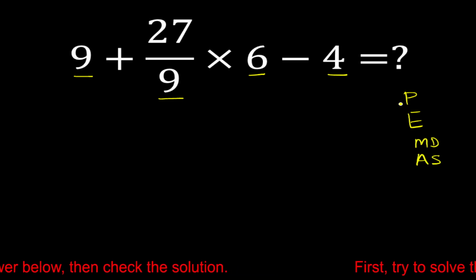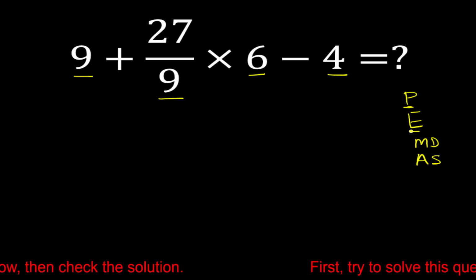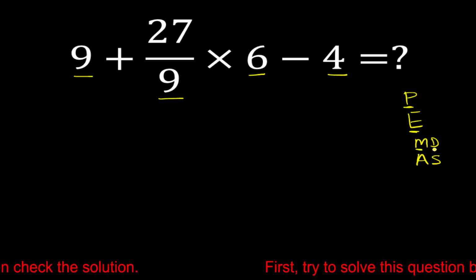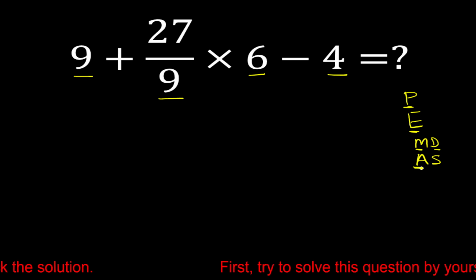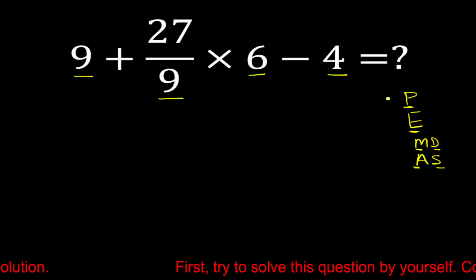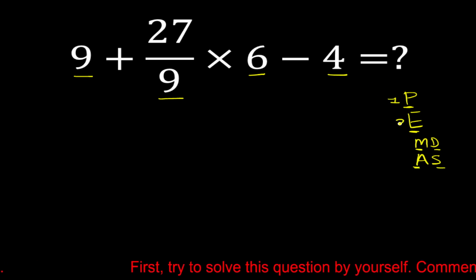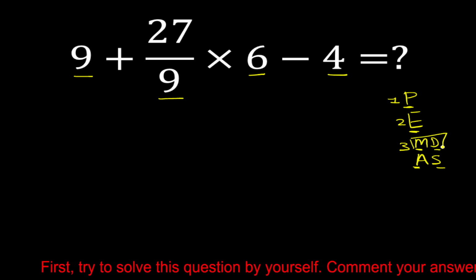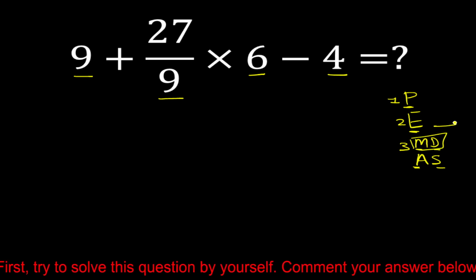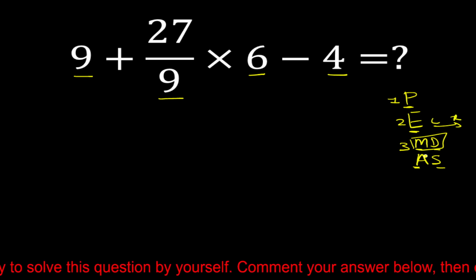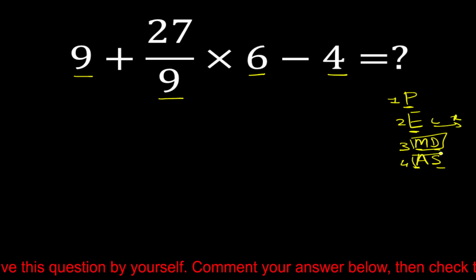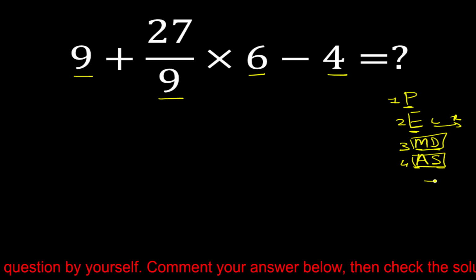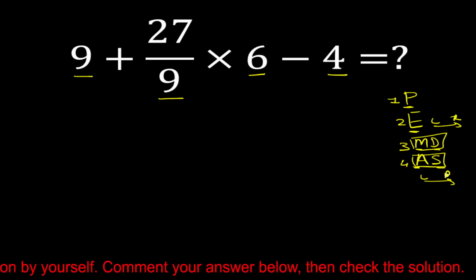PEMDAS. Okay. P means parenthesis, E means exponents, M means multiplication, and D means division. A means addition and S means subtraction. First priority is parenthesis, then second priority is exponents, then third priority is multiplication and division. Both have equal priority, so we have to solve it from left to right. Fourth and last priority is addition and subtraction. Also both have equal priority, so we have to solve it from left to right.